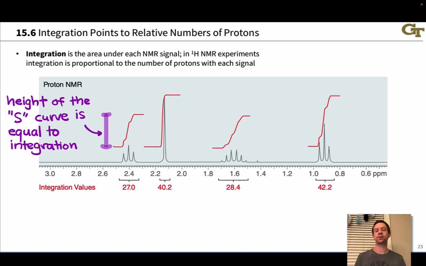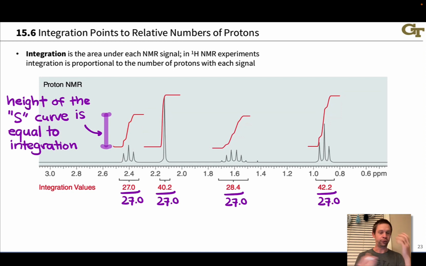But the ratios of these numbers do tell you the ratios of different types of hydrogens in the compound and in its molecular structure. And so what we often will do with these random numbers that are the integrations is divide by the smallest to try to get a sense of the smallest whole number ratios of the integrations, to get a sense of how many protons or hydrogens are responsible for each signal.